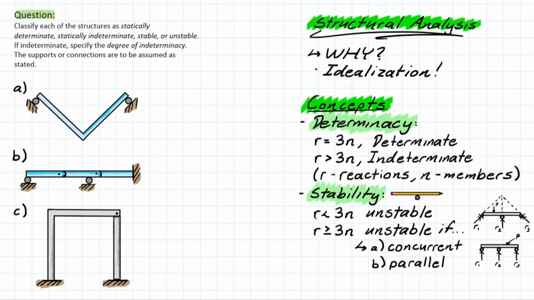Now, the main takeaway from this is that if you have an unstable structure, there is no point to proceed with determinacy because we have already justified the fact that it will not be able to maintain equilibrium and will either rotate or translate based on a given loading.